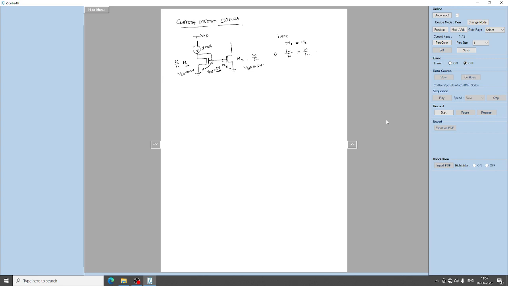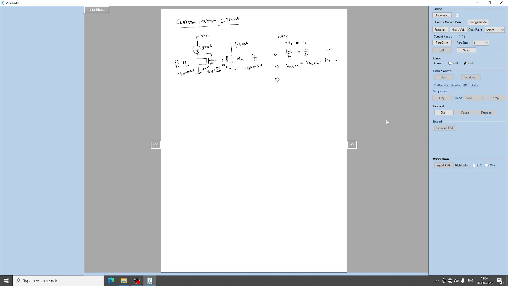So here, W by L of M1 and M2 are the same. So this is the first condition, and what is the second condition for current mirror? The VGS of M1 and VGS of M2 are the same, which is equal to 1 volt. Since these two conditions are satisfied, the current flowing through transistor M1, which is 1 milliamp, will be reflected to flow through transistor M2, the same 1 milliamp current. Understood? So this is a simple current mirror.